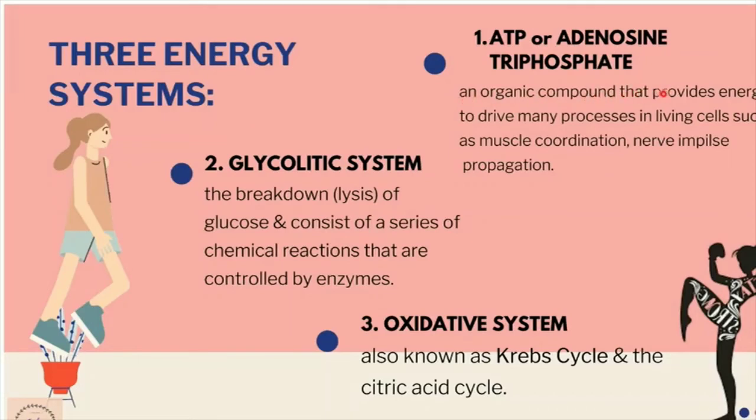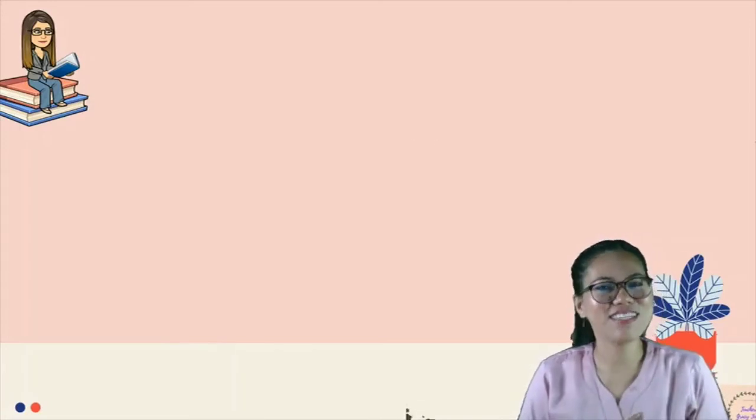An organic compound that provides energy to drive many processes in living cells, such as muscle coordination and nerve impulse propagation. Okay, number two, glycolytic system. Everybody read louder. The breakdown or lysis of glucose, which consists of a series of chemical reactions that are controlled by enzymes. And number three, oxidative system, also known as the Krebs cycle and the citric acid cycle. Do you have questions? Since there's none, let's proceed.